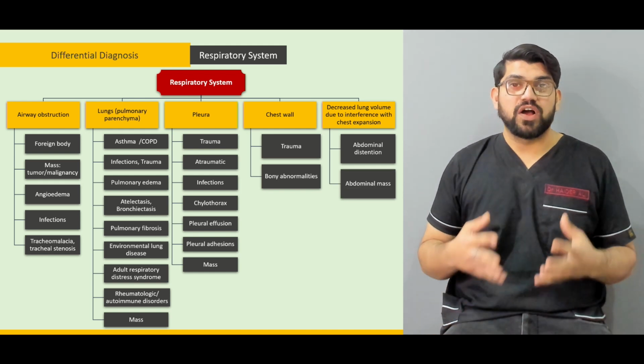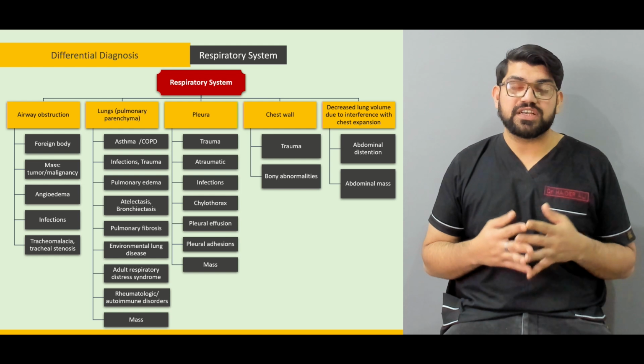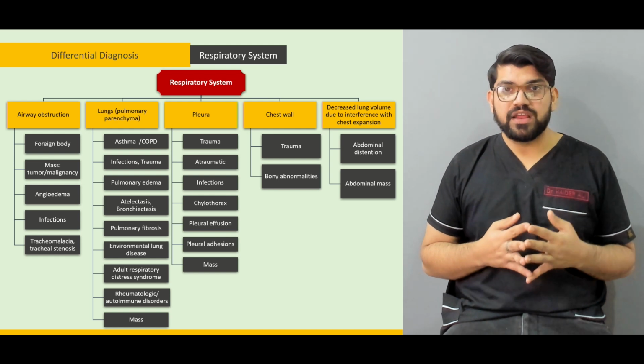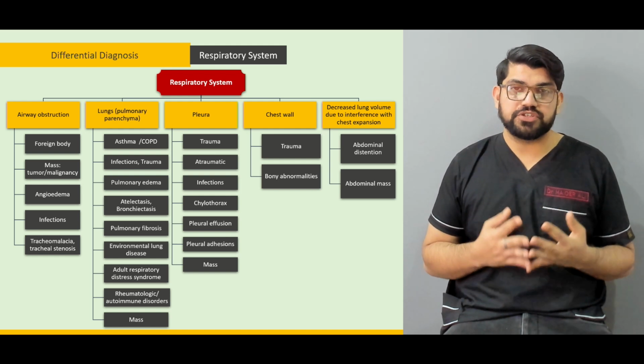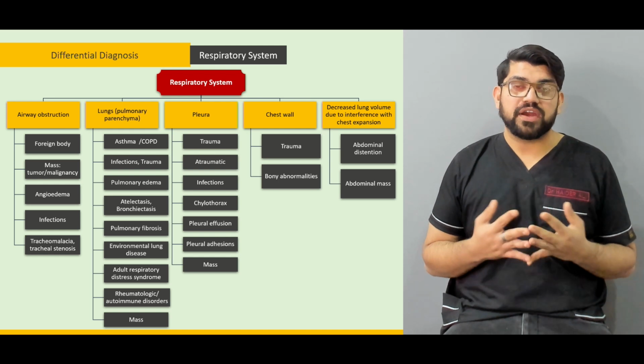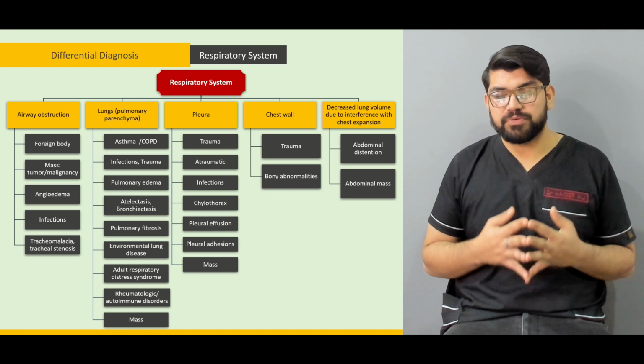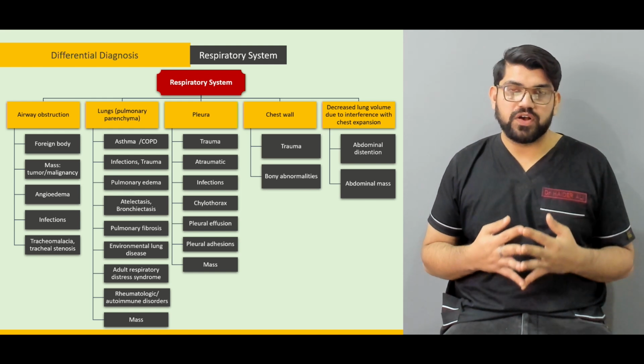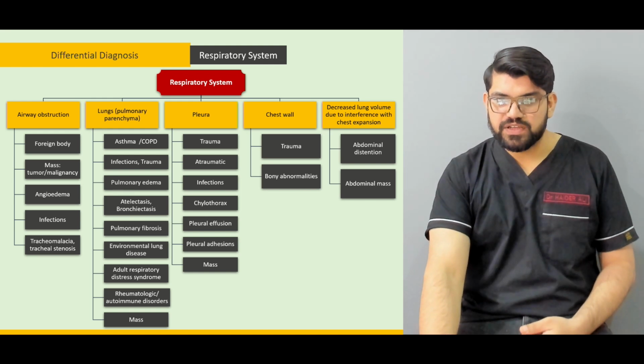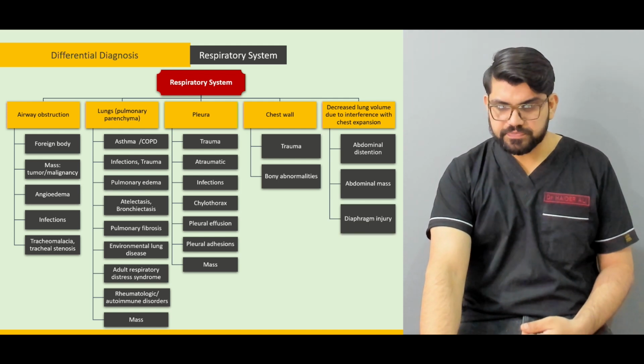Abdominal mass: a big mass which encompasses most of the abdomen, for example, gastric tumor, liver tumors, or any tumor which causes increased pressure on the lungs, can cause shortness of breath and symptoms of respiratory compromise.